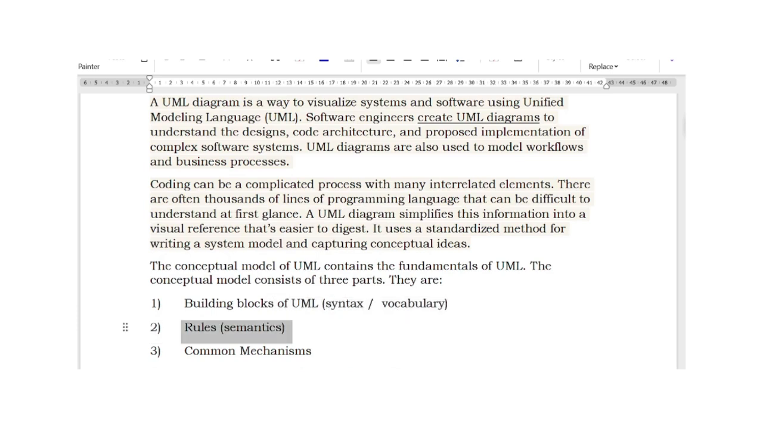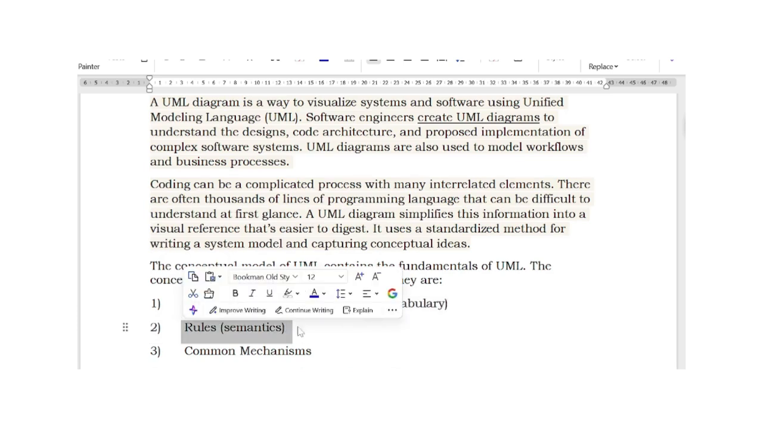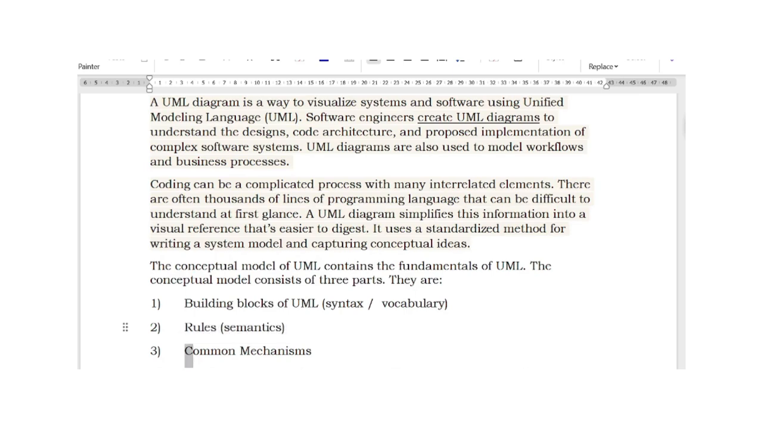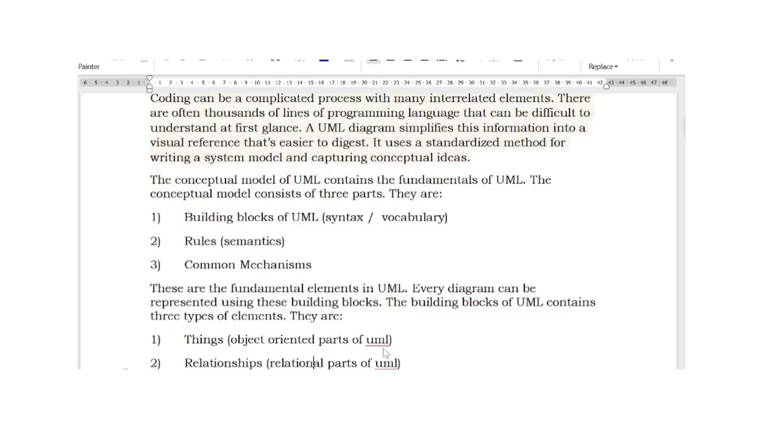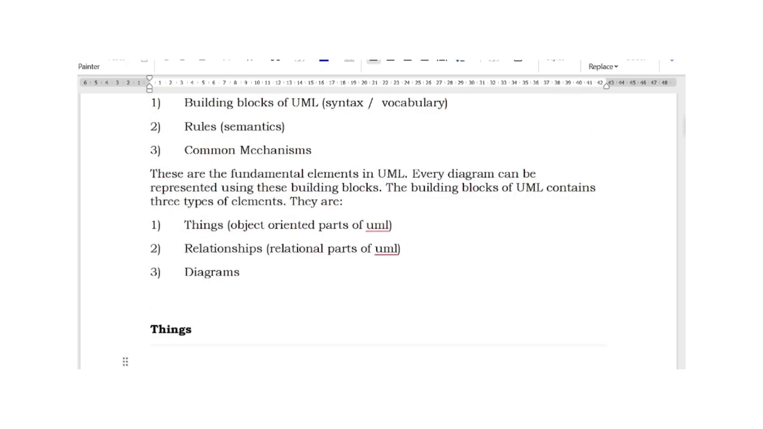Rules are nothing but semantics, that is nothing but meanings, and then common mechanisms. These are the three types, and these are the fundamental elements in UML. The building blocks of UML are the fundamental elements of UML. Every diagram can be represented using these building blocks only.